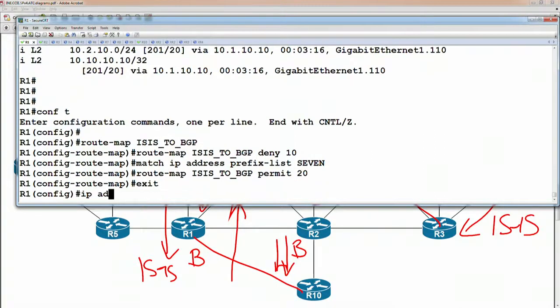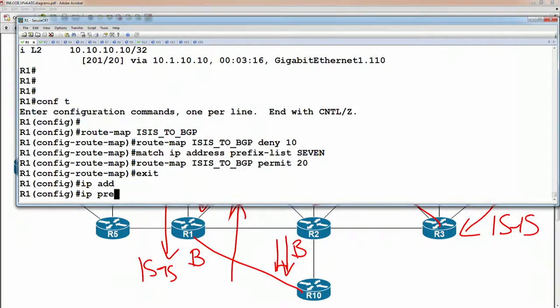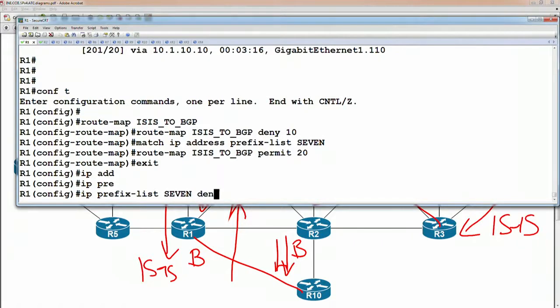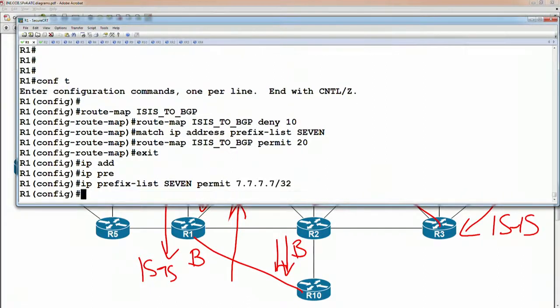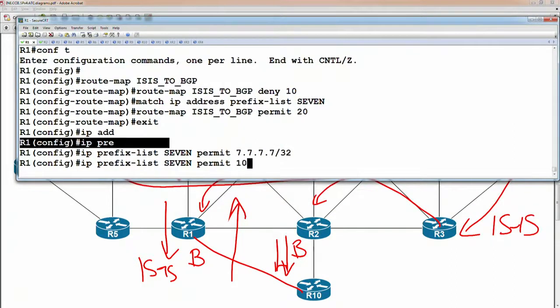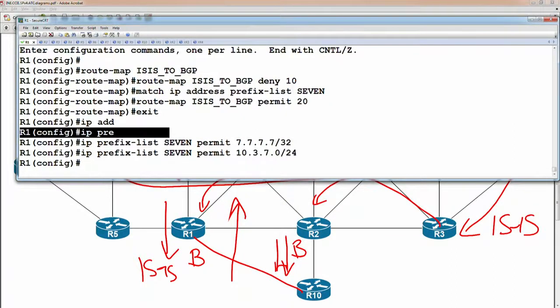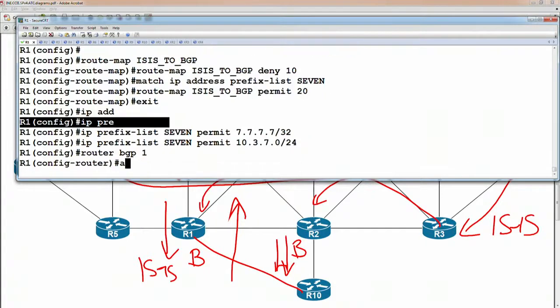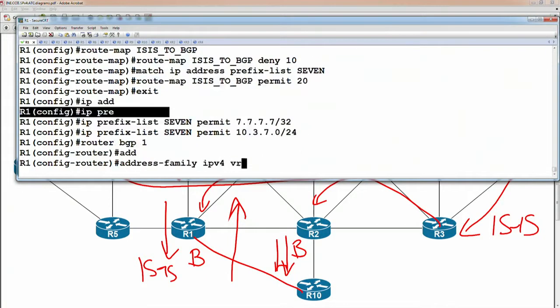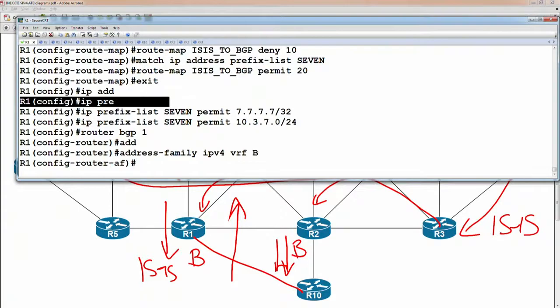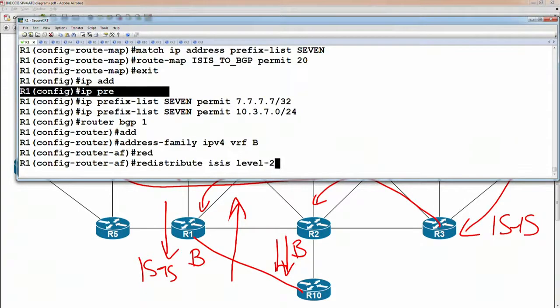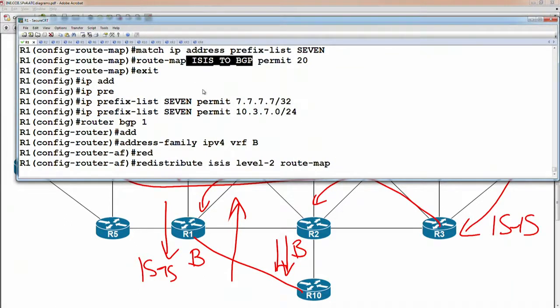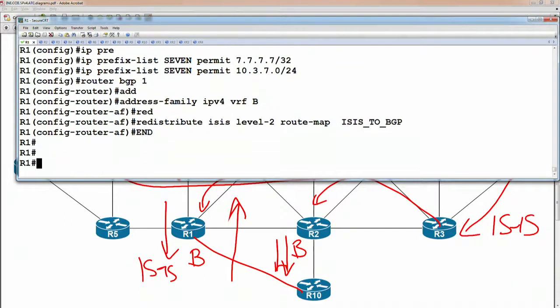IP prefix list 7 would say to permit 7.7.7.7/32, and then also the link between them, between 3 and 7. So permit 10.3.7.0/24, and then we'll say under BGP 1, address family IPv4 VRF-B, redistribute ISIS level 2, and use the route map ISIS to BGP. But we need to do the same thing on router 2 as well.